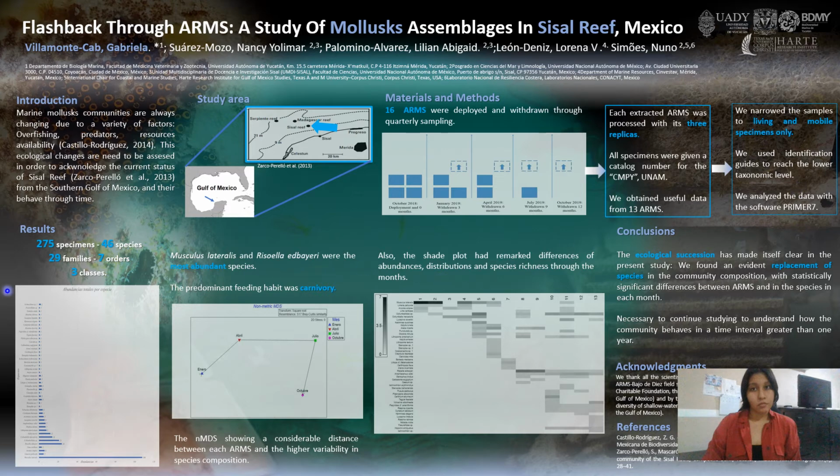As results, we worked with 275 specimens and identified 46 species, 29 families, 7 orders, and 3 classes. Our most abundant species were the bivalve Musculus lateralis and the gastropod Rhizoela et bayeri, and the primary feeding habit was carnivory.